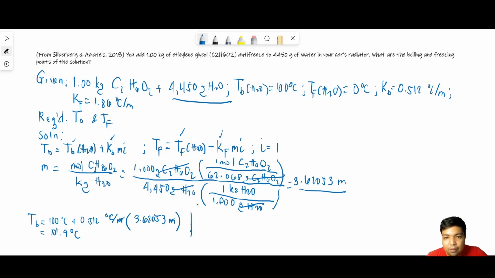Okay, now for the freezing point, we'll also use this formula. Substitute na lang ta diretso. So this is equal to 0 minus 1.86 degrees centigrade per molal multiplied by 3.62053 molal, which is equal to, rounded off to one decimal place, negative 6.73 degrees centigrade.